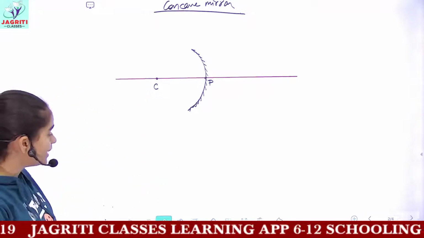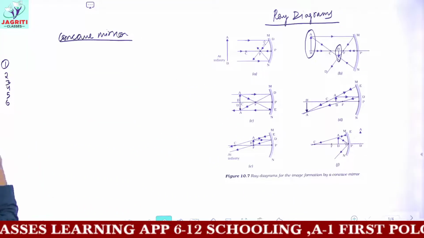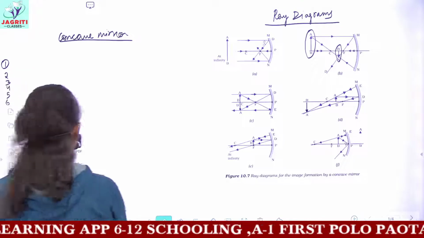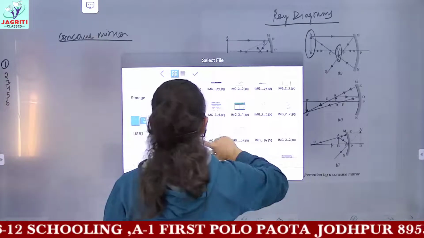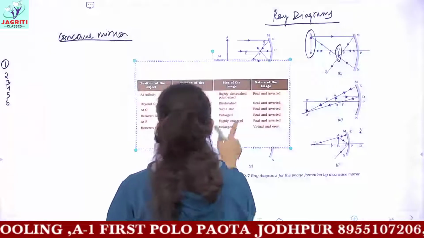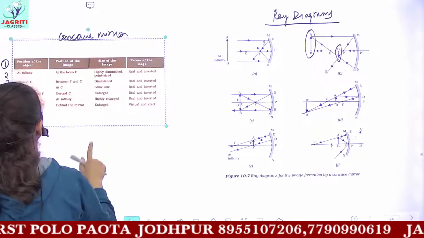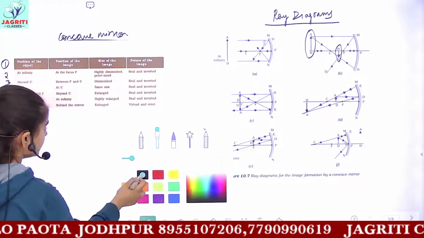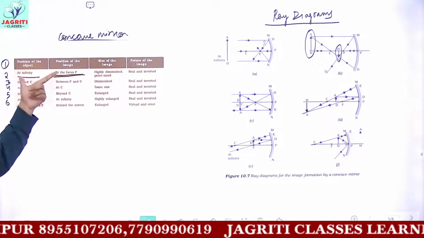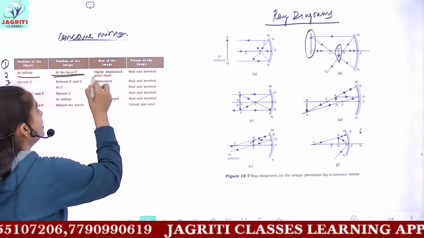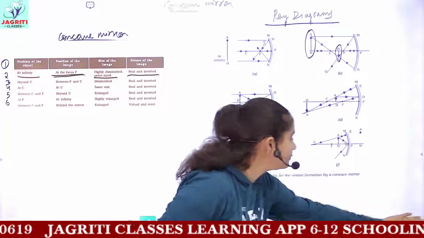Now let's see where the object is placed. In the first position, the object is placed at infinity. So we'll place the object at infinity, and then we'll make accordingly where the image should be formed. In the first case, our object is placed at infinity and the image should be formed at focus. From these 2 columns, the image formed is very point sized. It is real and inverted. Accordingly, we'll make the diagrams.